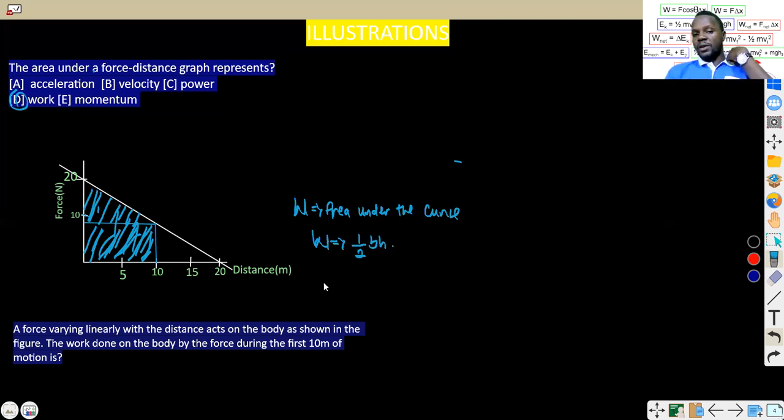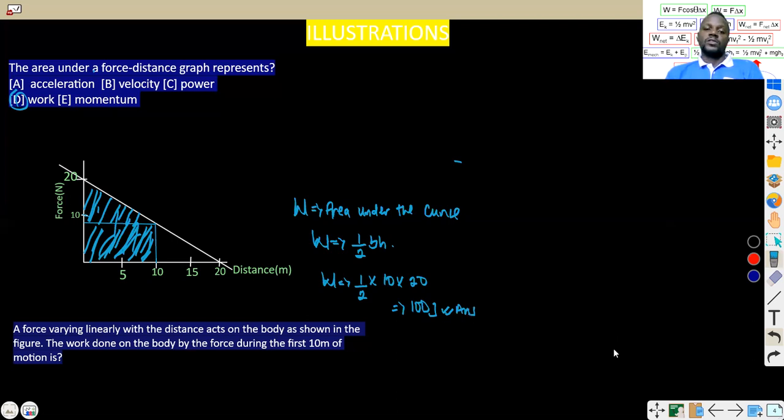So from half base times height, we can say the work done here is half. Remember, we are only taking the distance, which is the base, up to the 10 meter, the first 10 meter. Then the height here is 20. So doing this one, our answer will be what? 100 joules, which is what? Absolutely good. So that's the question answer.